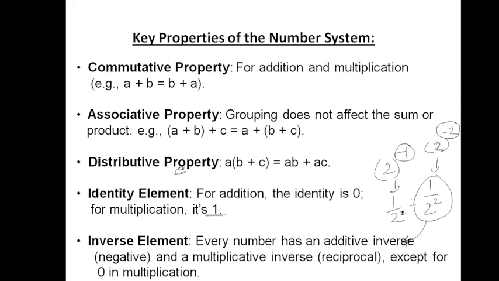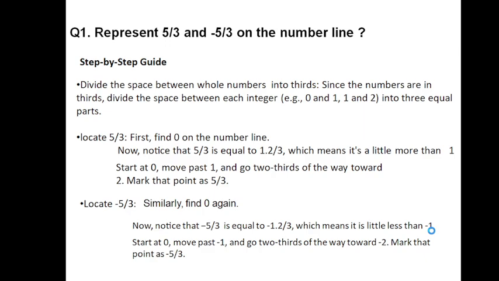In these terms, additive inverse and multiplicative inverse, except for 0 in multiplication. So that is the summary of that. Now we will move to another topic: represent 5 by 3 and minus 5 by 3 on the number line. It is a question. Okay, now we will solve it.